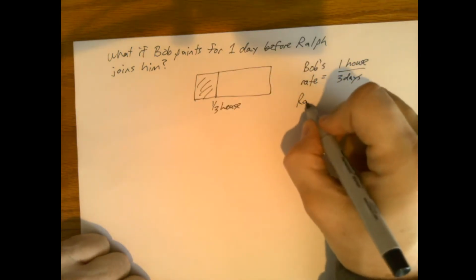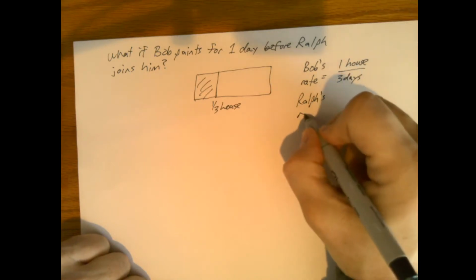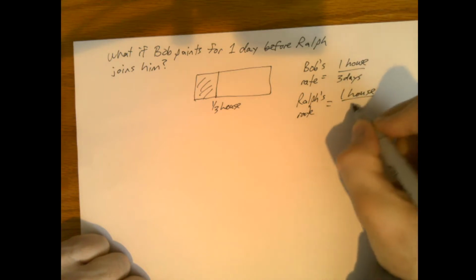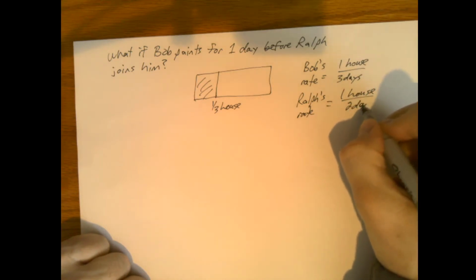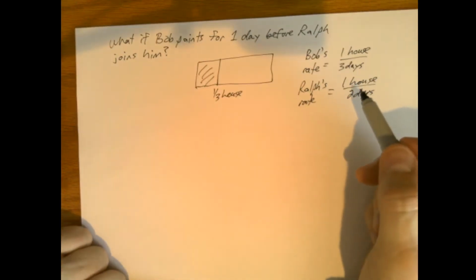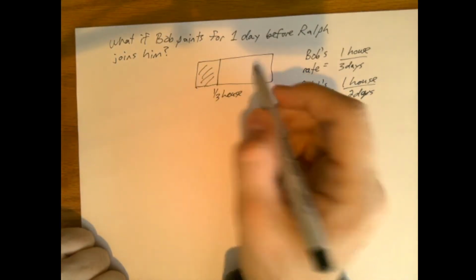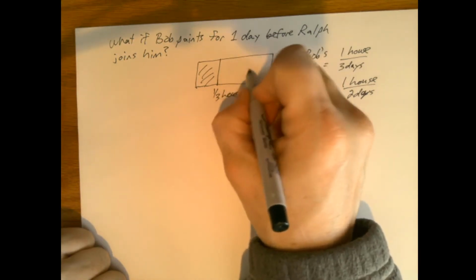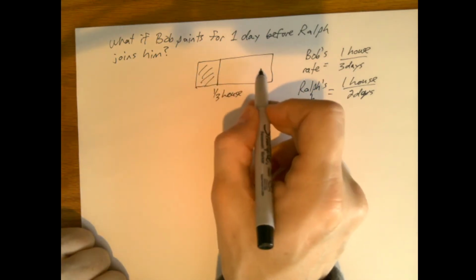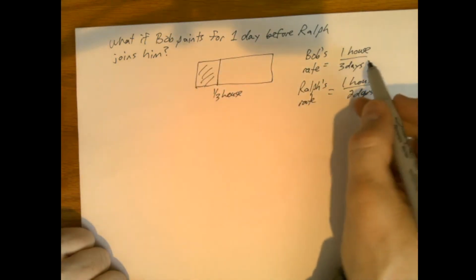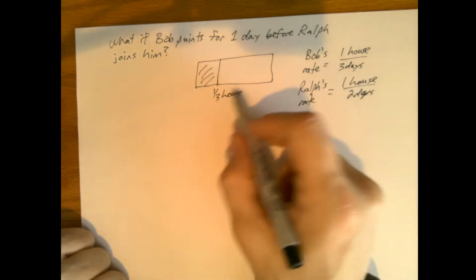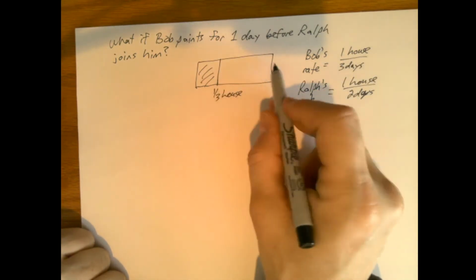And Ralph's rate was one house in 2 days, or half a house in a day. So this entire thing is the entire house. So it's this 2/3 of a house that still needs to be painted, right? One entire house, Bob paints the first third, one house in 3 days. So if we multiply this by 1 day, we get 1/3 of a house, leaving 2/3 of a house.